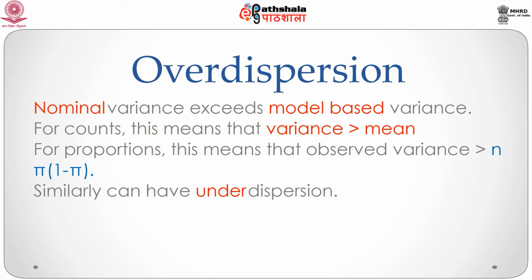In the situation where the nominal variance is seen to exceed the model-based variance, we have a case of overdispersion. If our outcome is a count, this means that the nominal variance exceeds the nominal mean. In case of proportions, this would mean that the observed variance is greater than that specified by the model-based variance, which we know to be n pi into 1 minus pi. Just as we can define overdispersion, we can also define the concept of underdispersion. So, in this module, we shall be concerned with both situations, that of overdispersion as well as underdispersion. Broadly, our situation is that the nominal variance does not match the model-based variance.